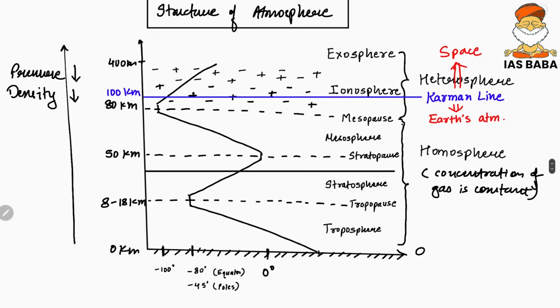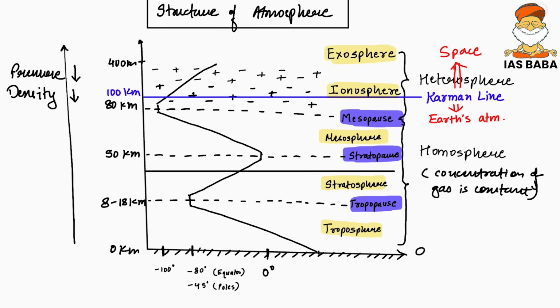So you can see these layers: the troposphere, the stratosphere, mesosphere, and the exosphere and ionosphere. And the intermediate layers, you can see the tropopause, the stratopause, the mesopause. All of these you can certainly see. You would have certainly studied this in your NCERT as well.